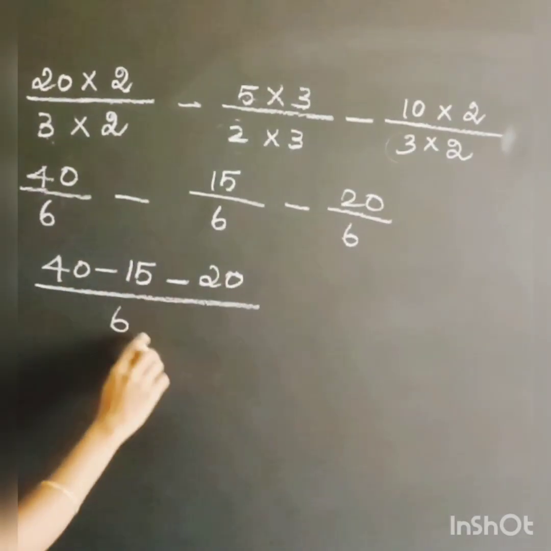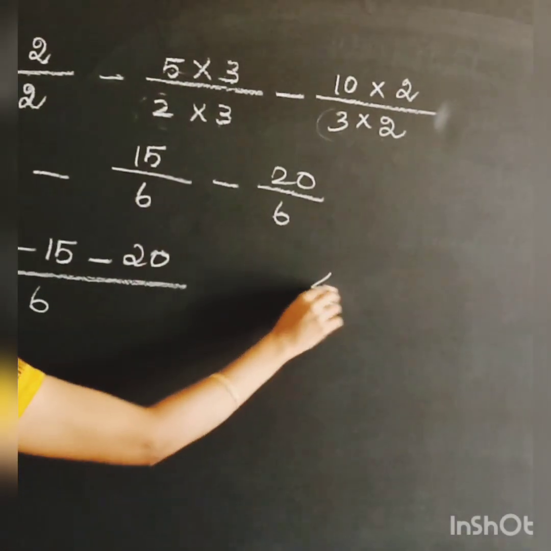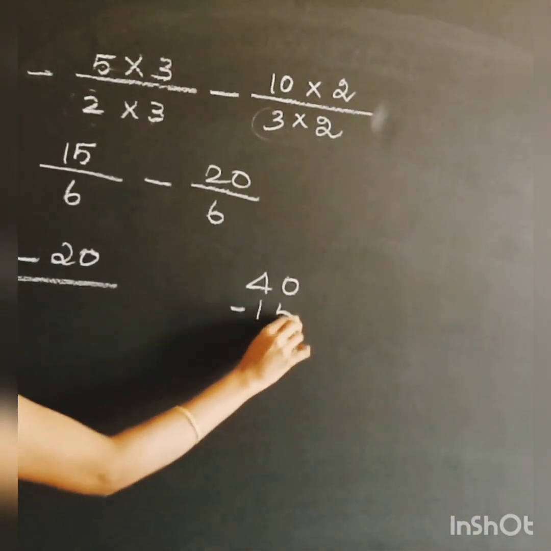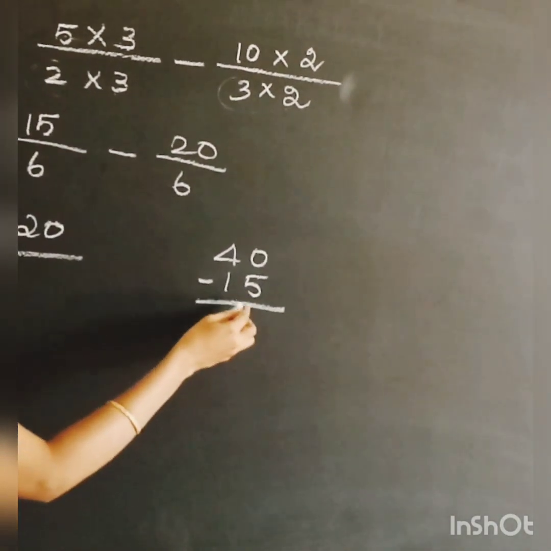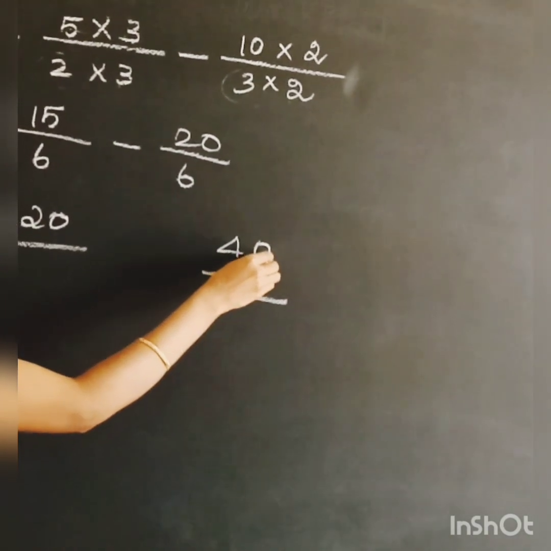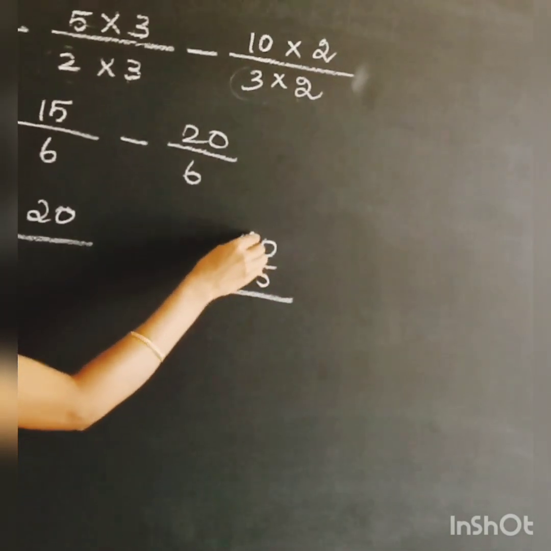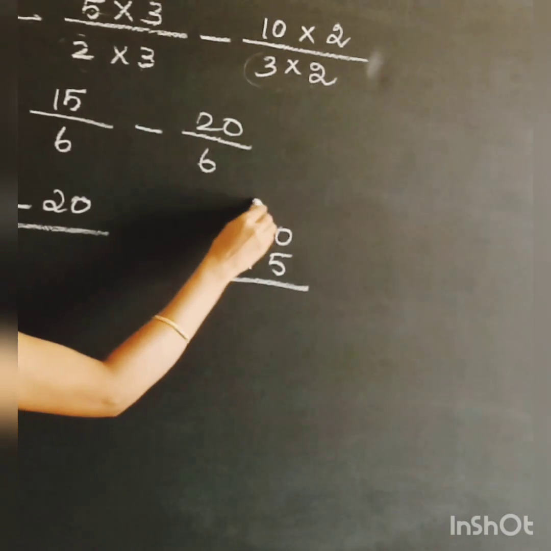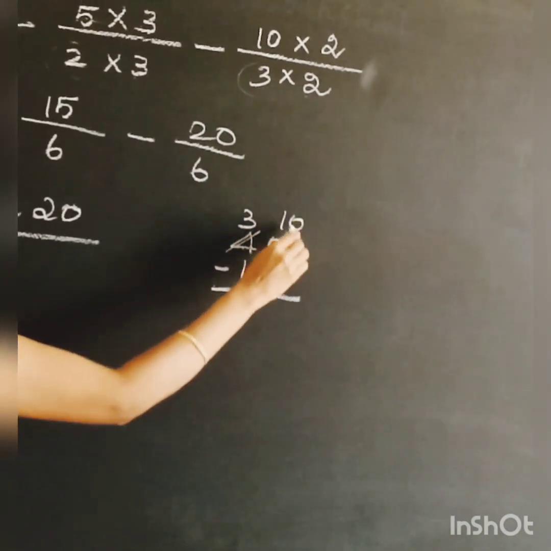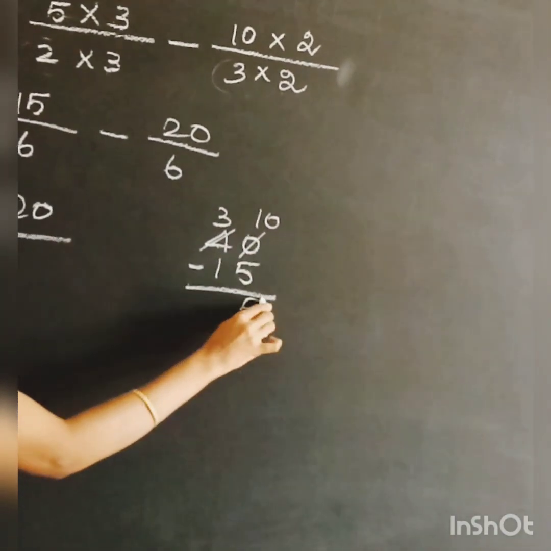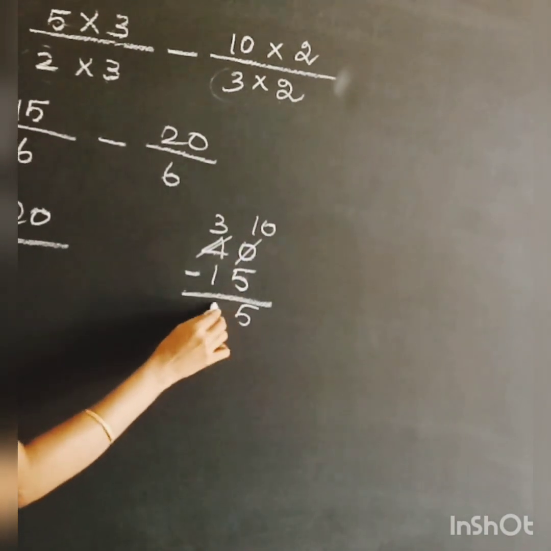How do you subtract this? First 40 minus 15. Okay. 40 minus 15, how do you subtract? Here 0 is smaller compared to 5, so we have to borrow from 4. 4 becomes 3, 0 becomes 10. 10 minus 5 is 5. 3 minus 1 is 2.